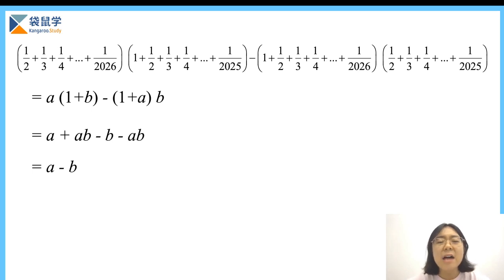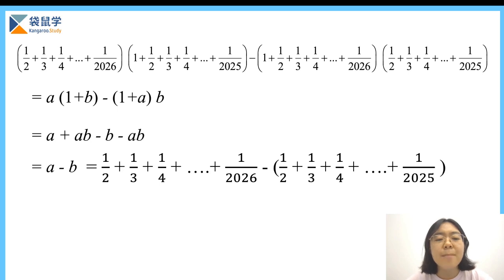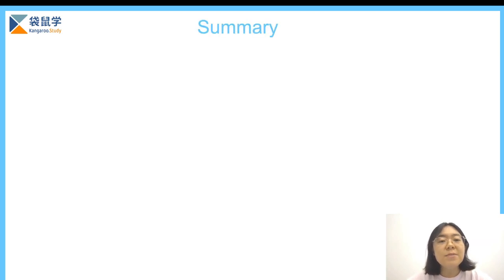Then just as we know, A equals 1 over 2 until 1 over 2026, and B represents 1 over 2 until 1 over 2025. So A minus B equals, the only number left is 1 over 2026. Really good. So 1 over 2026 is our final answer. Well done. And this method, we can summarize a bit. We call it the substitution method.